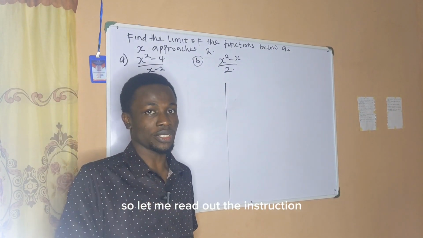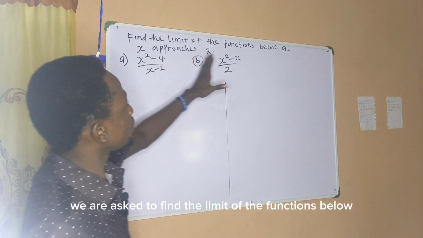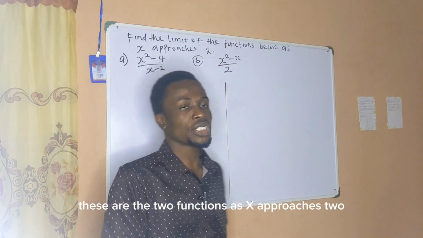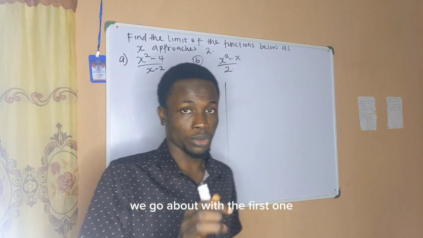So let me read out the instruction. We are asked to find the limit of the functions below. These are the two functions as x approaches 2. Now let's solve this together. We'll go with the first one.